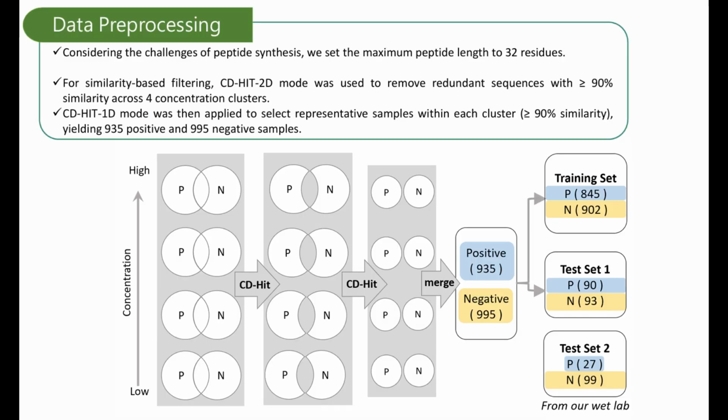Data preprocessing. Considering the challenges of peptide synthesis, we set the maximum peptide length to 32 residues. For similarity-based filtering, CD-HIT 2D mode was used to remove redundant sequences with over 90% similarity across 4 concentration clusters. CD-HIT 1D mode was then applied to select representative samples within each cluster, yielding 935 positive and 995 negative samples.